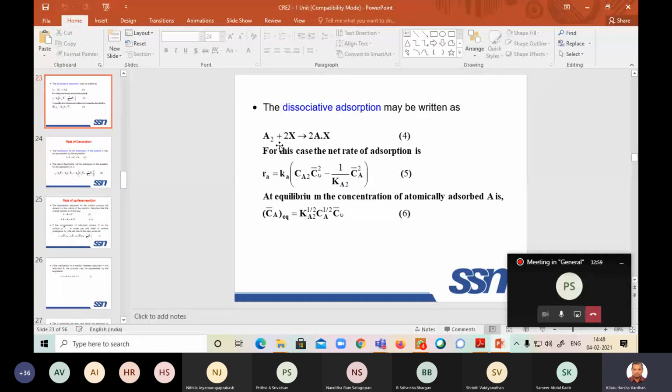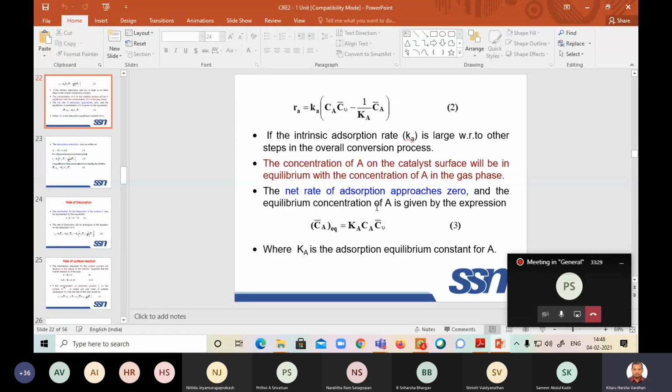Now you see, if the reaction is like this, A2 plus 2X, that is, two things are there. Again you can write, because these two are the reactants, this is the product. So whatever reactant is there, it will come here. So A2 Cv square, because there are two vacant sites, minus Ca, again two things are there, so Ca square, 1 by Ka, capital K. So based on whatever the reaction may be, you can straight away write it. That is what the derivation is.